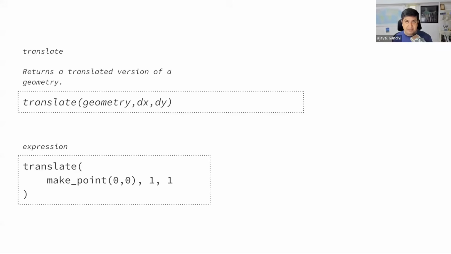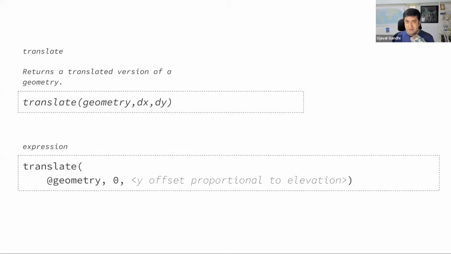So if we have a point 0, 0, and we say translate that point to 1, 1, you'll get a point at 1, 1. It'll just change the point to be at the new coordinates. We can now take this and translate each line geometry. In the x direction, we want 0 translation, so it should stay wherever it is in the x direction. But in the y direction, we want the shift to be proportional to its elevation. If the line elevation is higher, it should be translated more. If it's lower, it should be translated less.